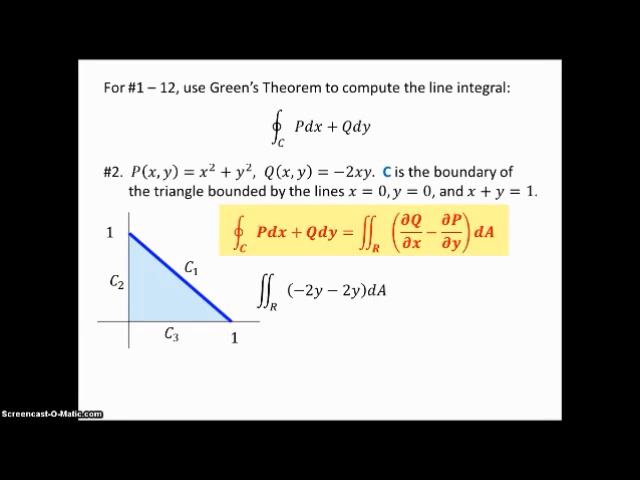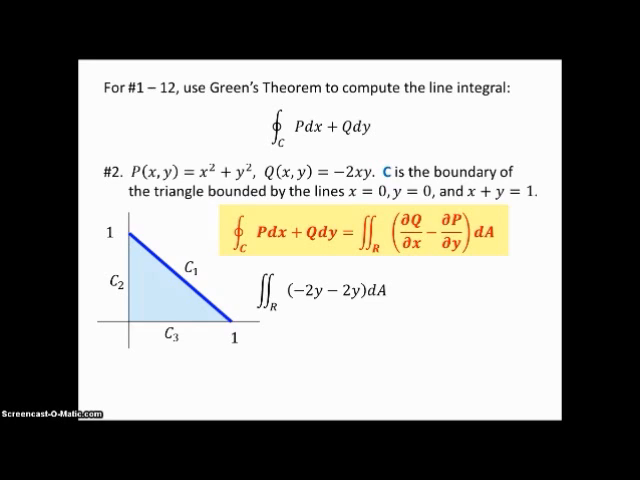Well, if you look at q, the partial derivative with respect to x is just the coefficient, negative 2y, and if you look at p, then the partial derivative with respect to y is 2y, because the x squared goes to 0. So that's going to be nice. Our integrand is just going to be negative 4y.